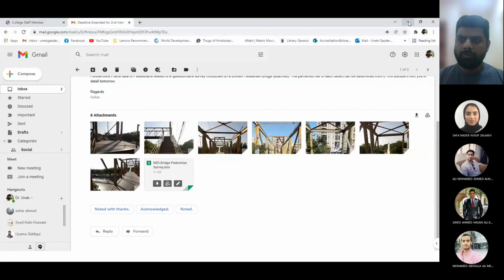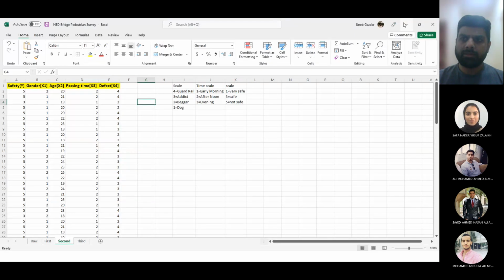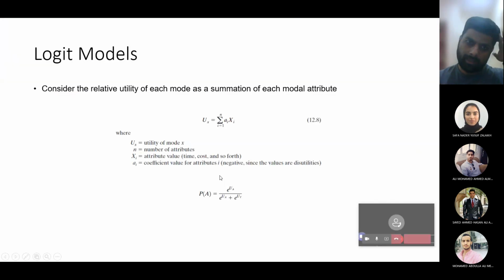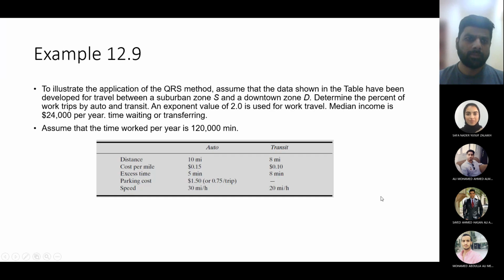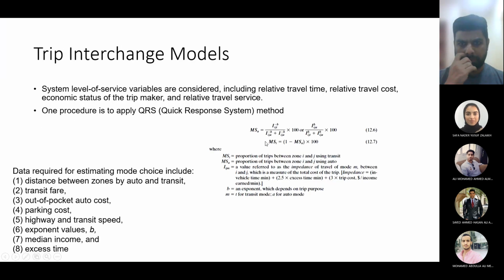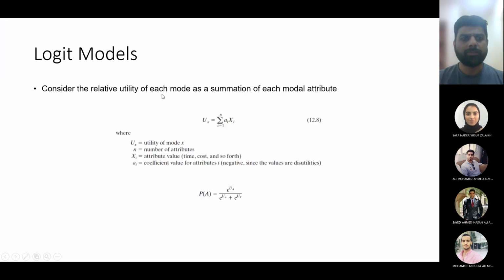Okay, before the break, we were discussing the methods for mode choice, and we came to the trip interchange models. One of the trip interchange models was the QRS method, which depends upon the impedance. The other one is the logit model. The logit model works on something similar to impedance, but it is the inverse of impedance.